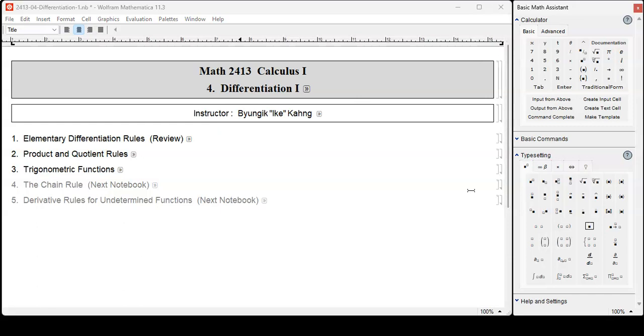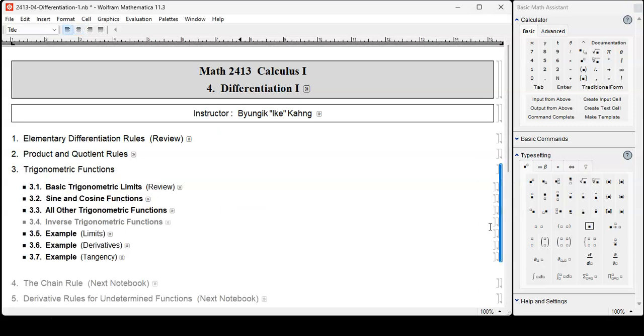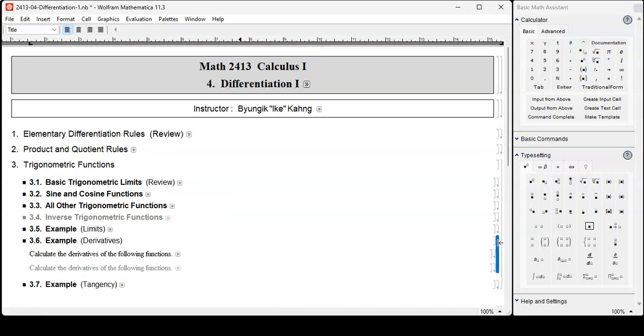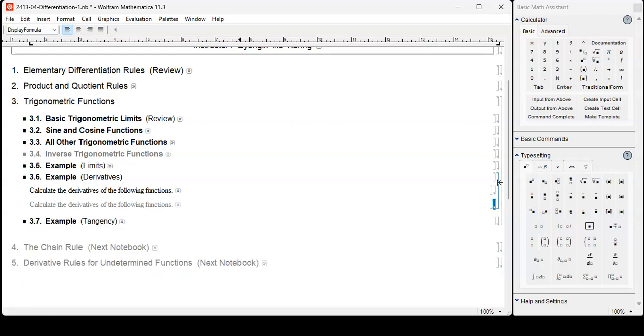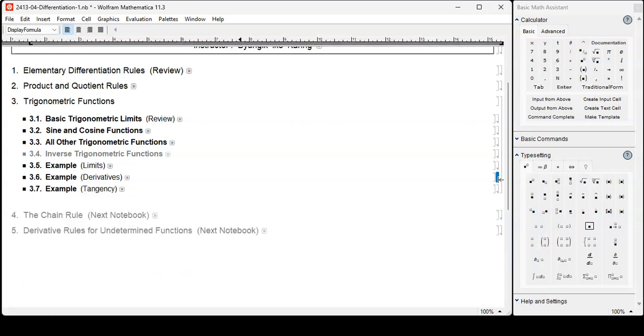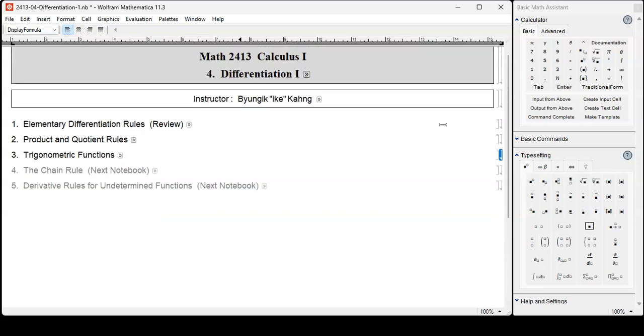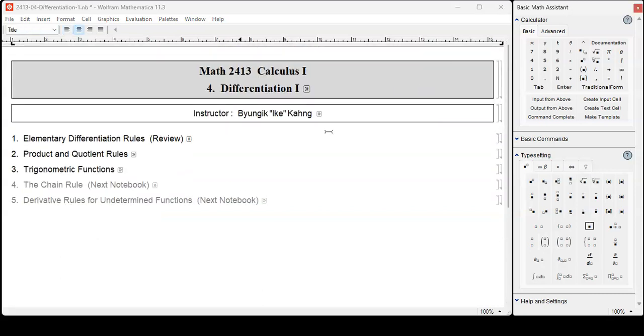Oh wait, we do have some time, so maybe some more derivatives here. Let's see. No, they are chain rule. That two is chain rule, that two is chain rule. We are not ready for these yet. Okay, alright, let's stop here. And then let's come back and discuss a tangency problem in a separate video.